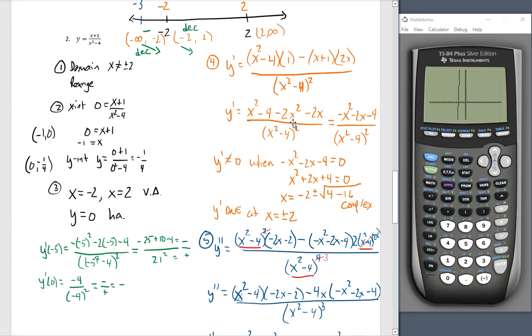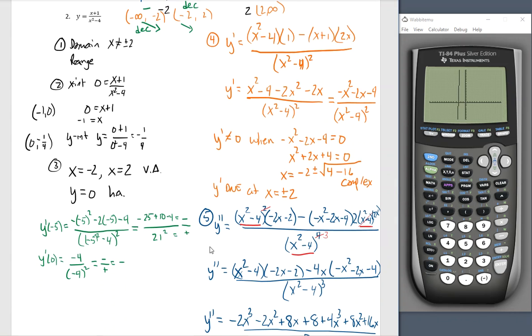Let's take another value. Use 3, I guess. The derivative at 3 is negative 3 squared minus 2 times 3 minus 4, and this denominator is squared, so it's always going to be positive. 3 squared is 9, so negative 9 minus 6 minus 4, that's negative over positive, and that's negative, and this one is also decreasing. So this graph is always decreasing, but how is that possible?